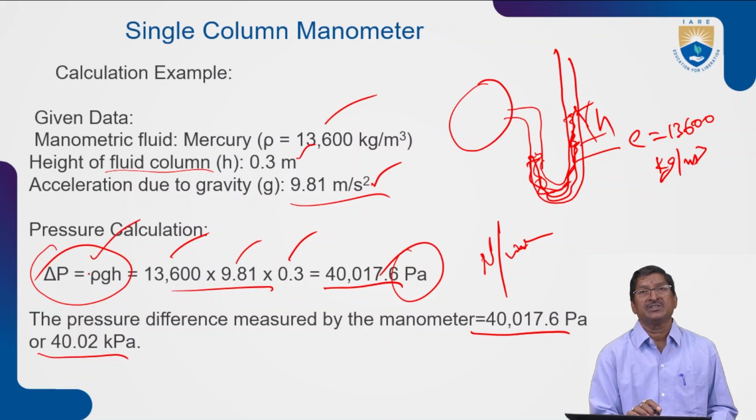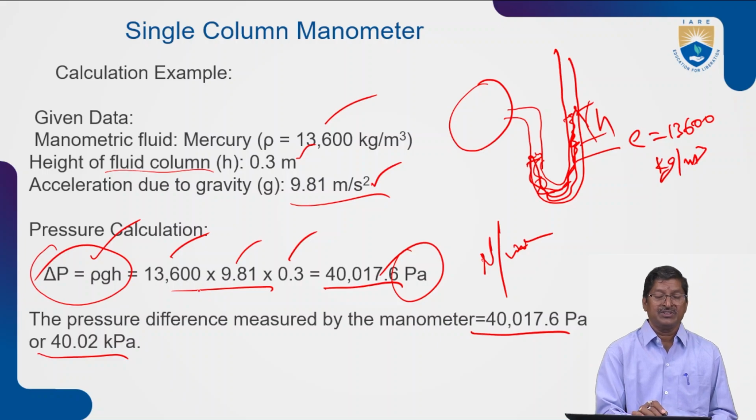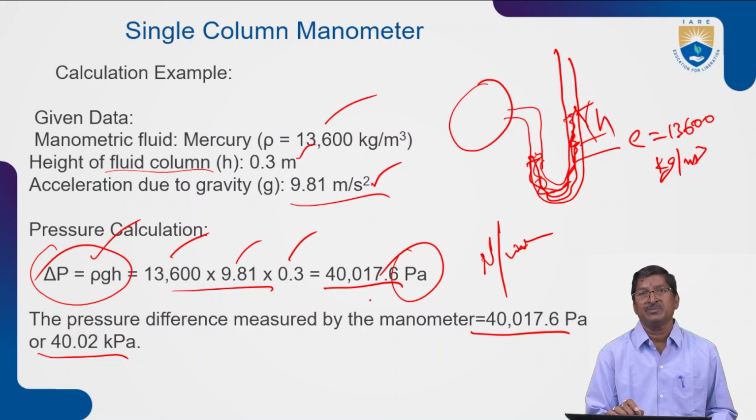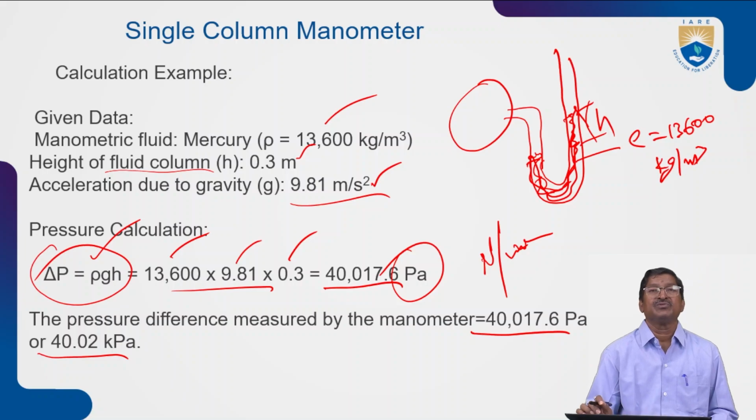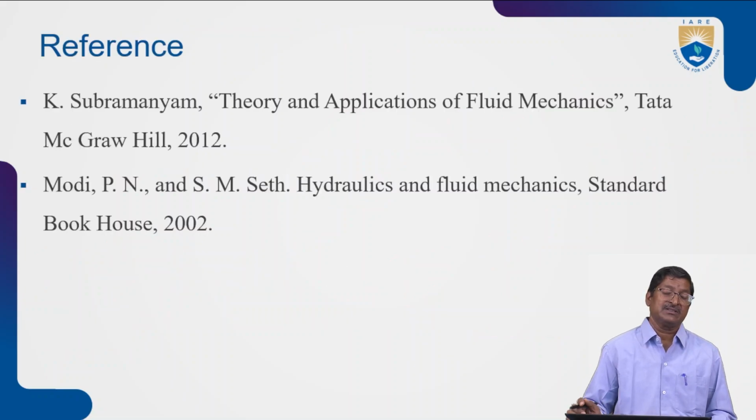So rho is 13,600 kg per meter cube, g is 9.81 meters per second square, and the height of the fluid column is 0.3 meters. If you multiply, you will get about 40,000 pascals, or if you divide by 1000, you will get 40 kilopascals.